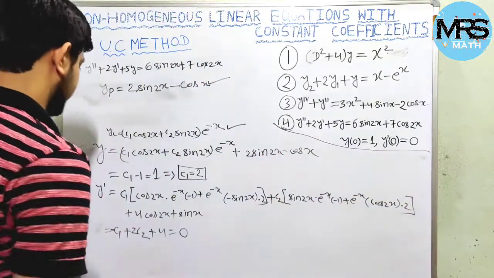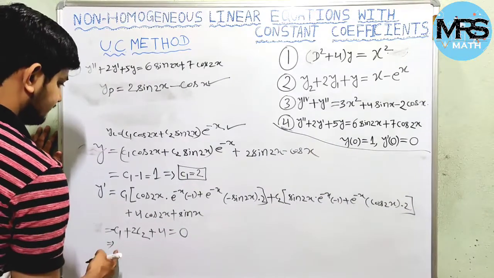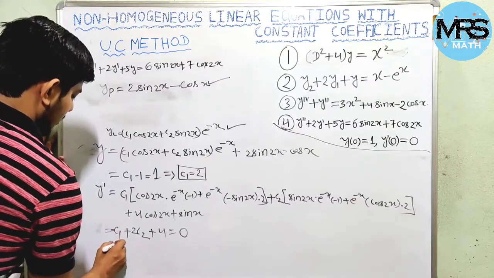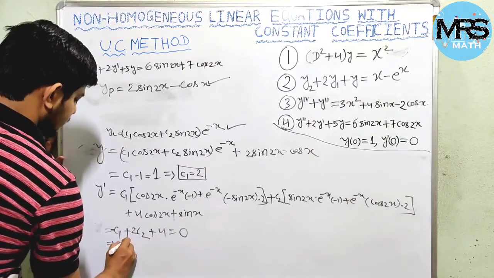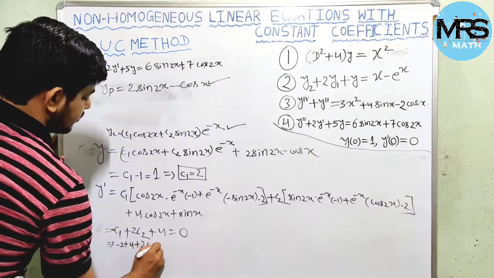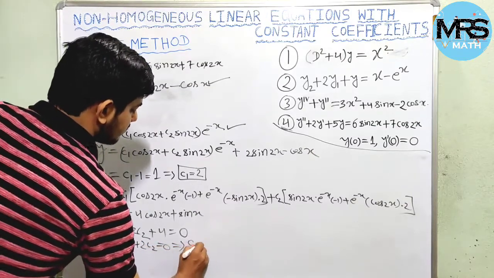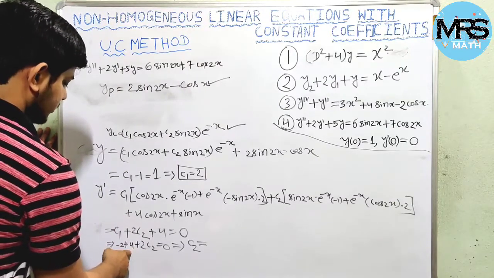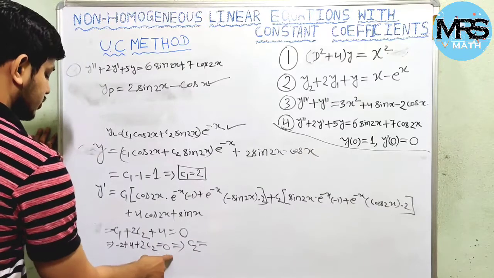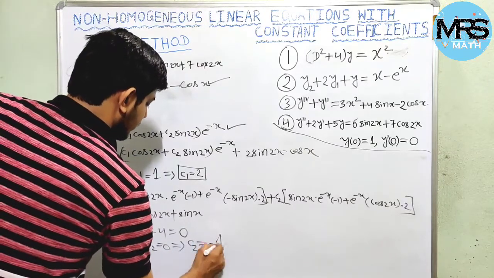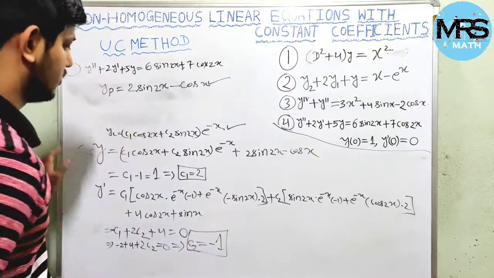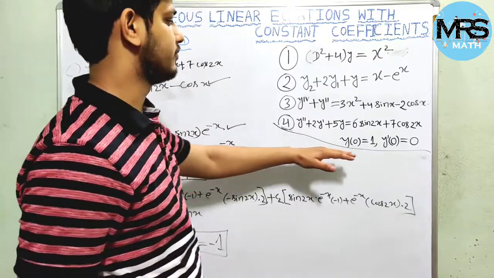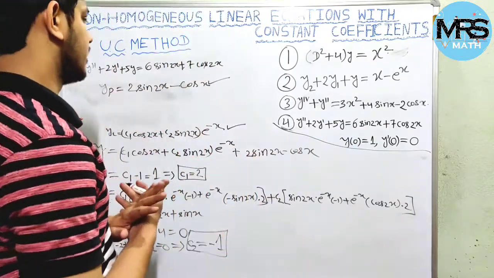Okay, so what we can solve then, we know c1 value is 2, so we can put it here: minus 2 plus 4 plus 2c2 equal to 0. So c2 will be, 4 minus 2 is 2, correct, and moving that to the other side, that will be minus 2 divided by 2, so c2 is equal to minus 1. Okay, so c1 is equal to 2 and c2 is equal to minus 1, from the given initial conditions.